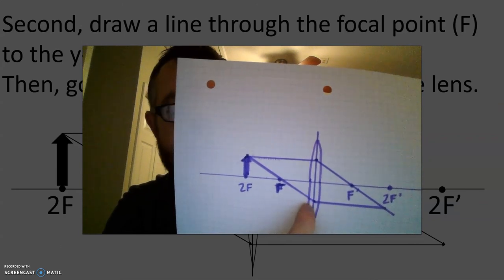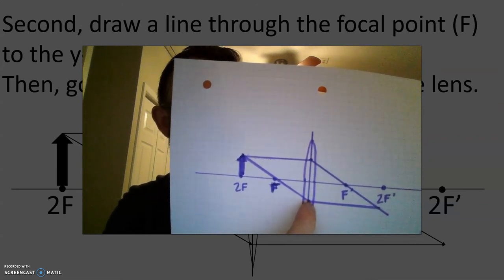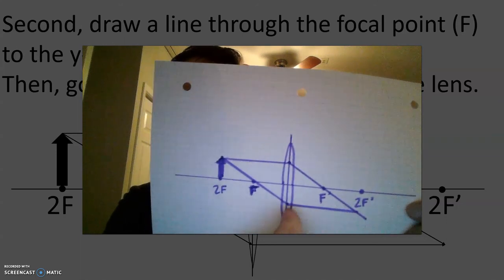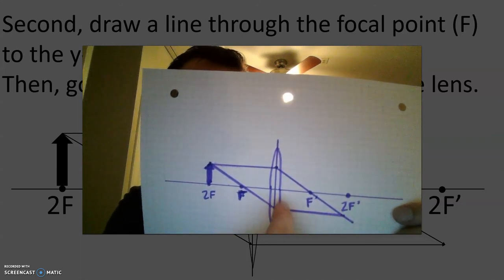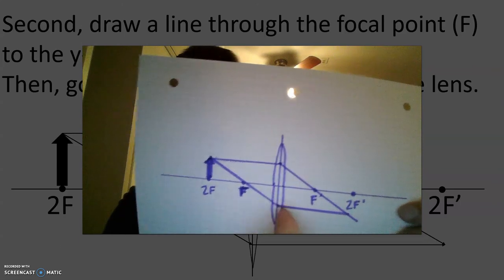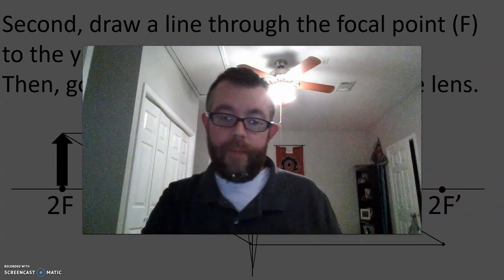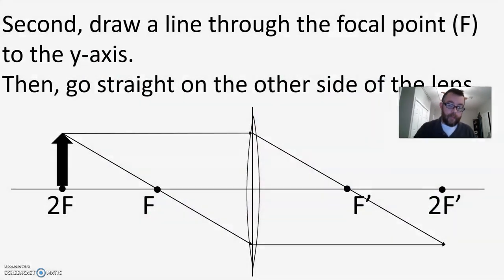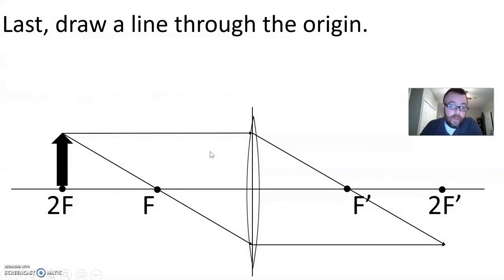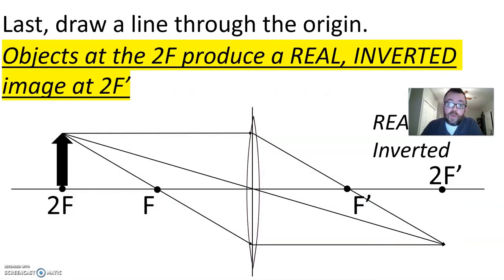Your geometry teacher can tell you why that is exactly. And then it should go straight across. Mine's actually a little bit low. It should go on that 3rd line below. I didn't make mine as accurately as I possibly could have. From here, we're going to draw a line through the origin, and it ends up at the same spot.